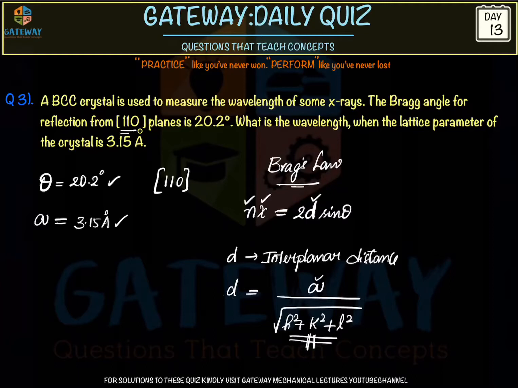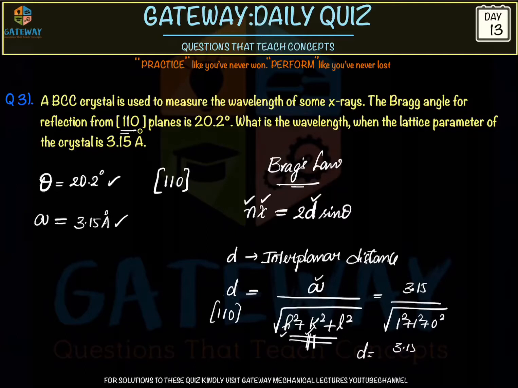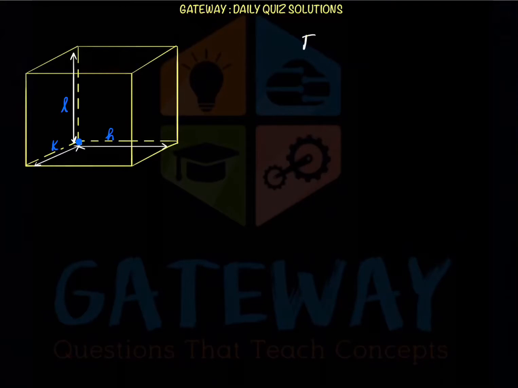So in our question, for d110 we'll directly calculate here. 110 is nothing but h equal to 1, k equal to 1, l equal to 0. So a is given in the question as 3.15 angstrom units upon the square root of 1 square plus 1 square plus 0 square, and this comes out to be d equal to 3.15 upon root 2, and the units are angstrom. This is the d we have calculated. The Bragg angle was given in the question. We need to calculate the wavelength here. Here I've left space for drawing the 110 plane.